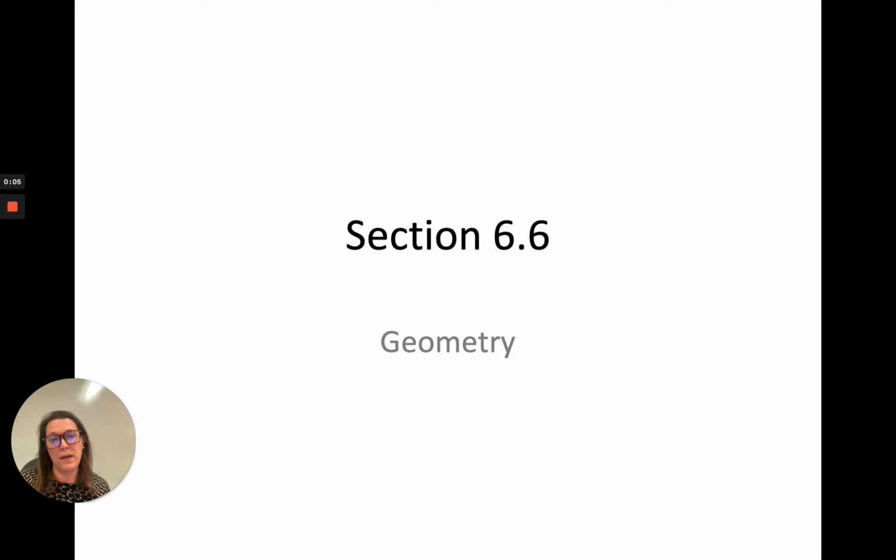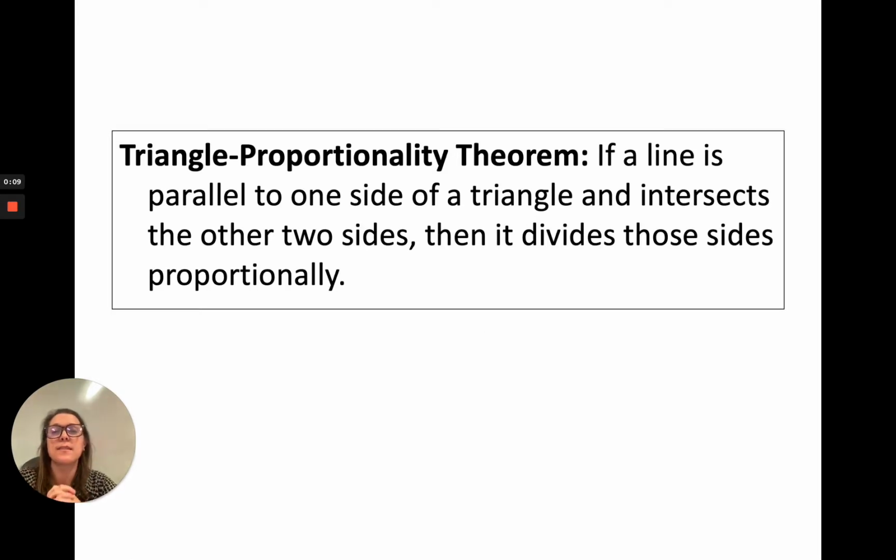Yes, we're moving backwards, but that's okay, we can handle it. So what 6.6 gets us into are different types of triangle proportionality theorems. So please take a moment, pause this video when you need to. I'm just going to kind of read right through it and assume that you are going to pause yourself.